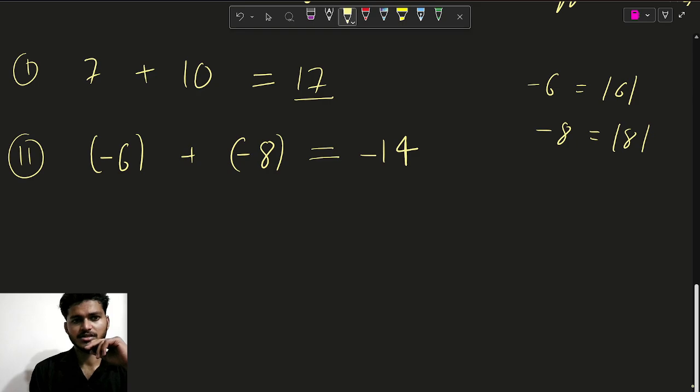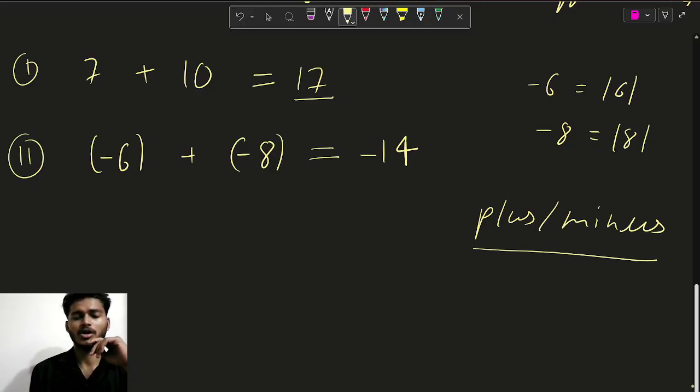The sum of positive integers is going to be positive, the sum of negative integers is going to be negative. Don't get confused between plus and minus, because this happens with a lot of students, that they get confused between the operation and the sign. Don't say that the sign of this 7 is plus, and this is plus 10, and this is minus 6, and this is minus 10, minus 8. Not like this.